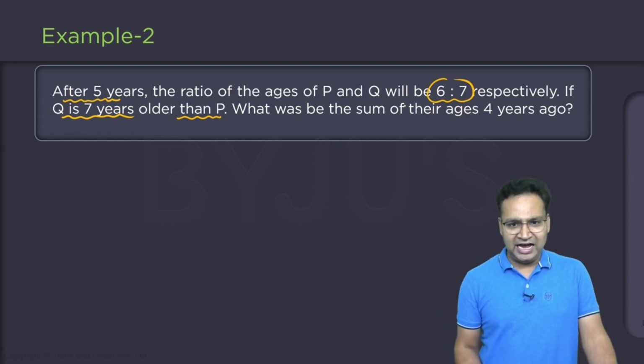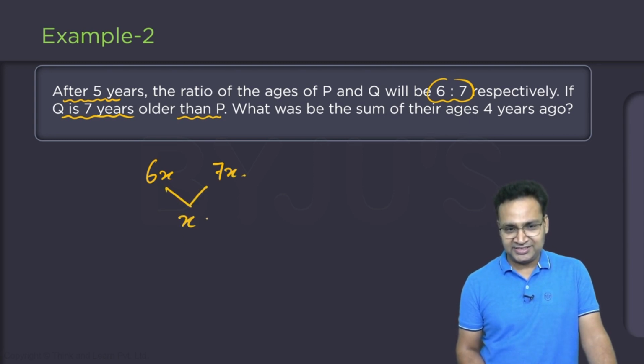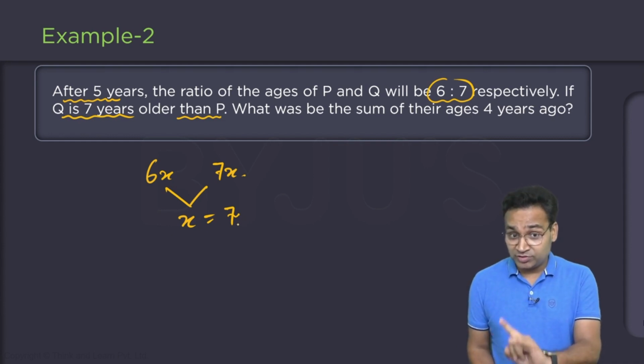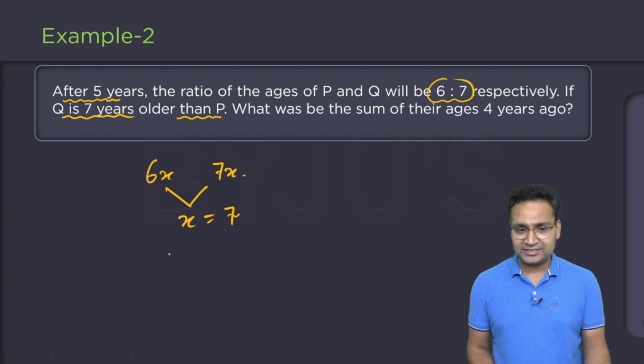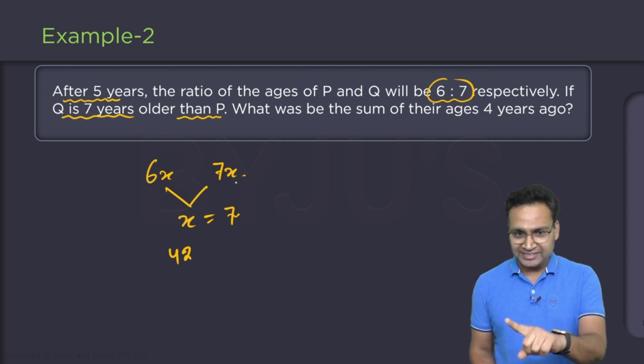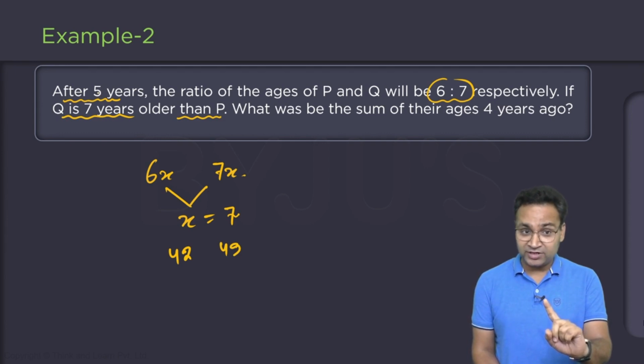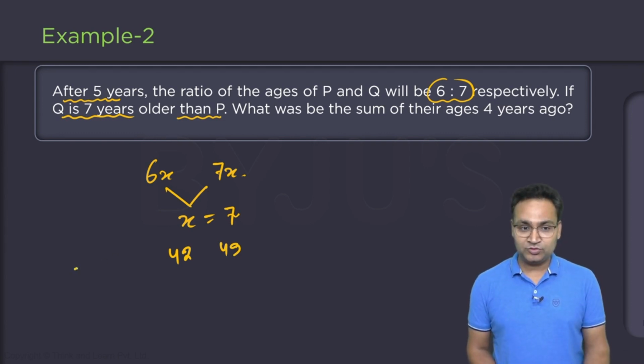So can I say after 5 years, the ages are 6x and 7x? The difference in the ages is x, that is equal to 5? No, that is equal to 7. Now you know x is equal to 7. If x is equal to 7, tell me what is the value of 6x? 6x is 42 and 7x is 49. And these are the ages 5 years after.